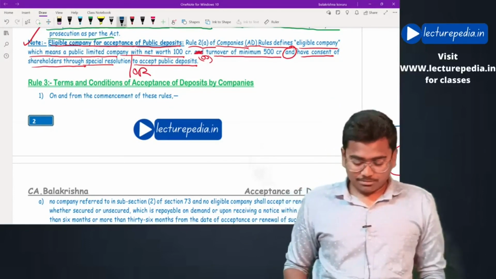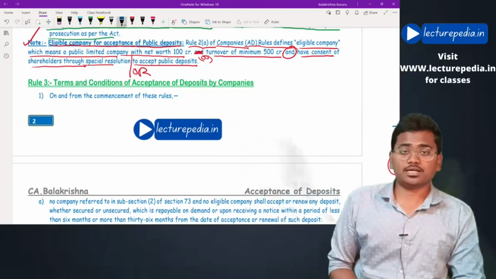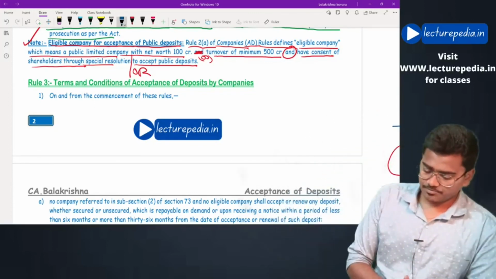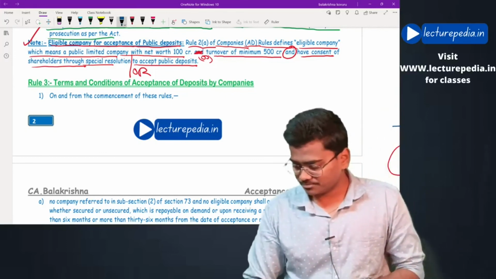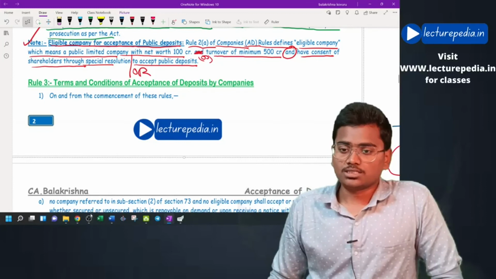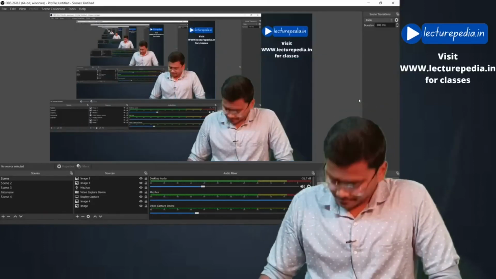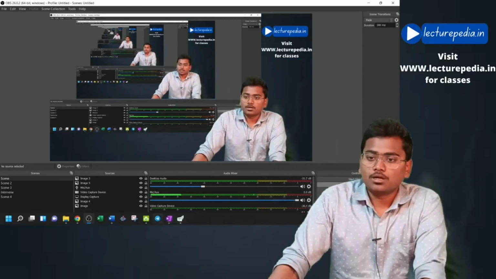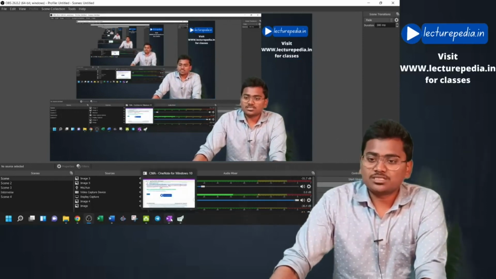That is section number 73 and section number 76. Now there are certain terms and conditions that are prescribed. Let me see whether we can discuss them now or in the next class. Okay, we will discuss the remaining concepts in the next class.